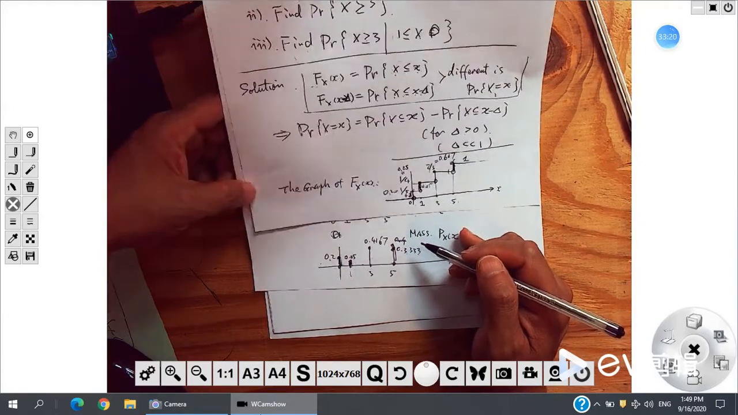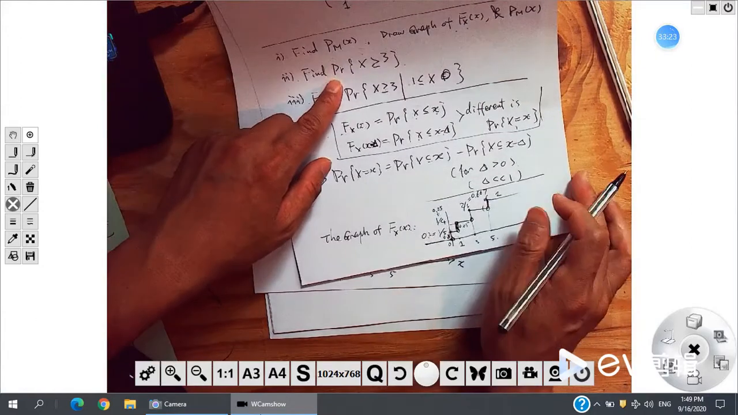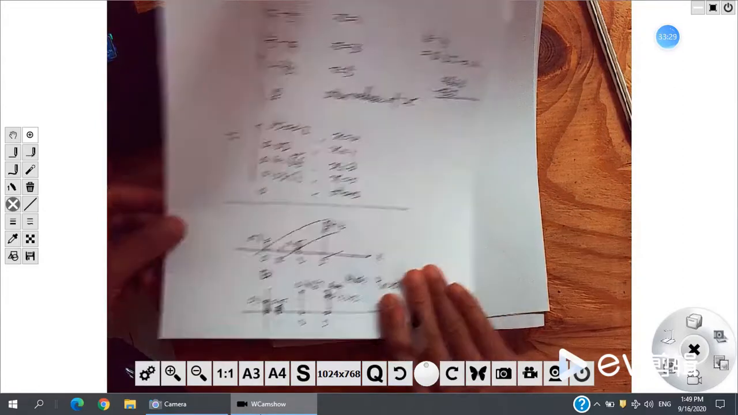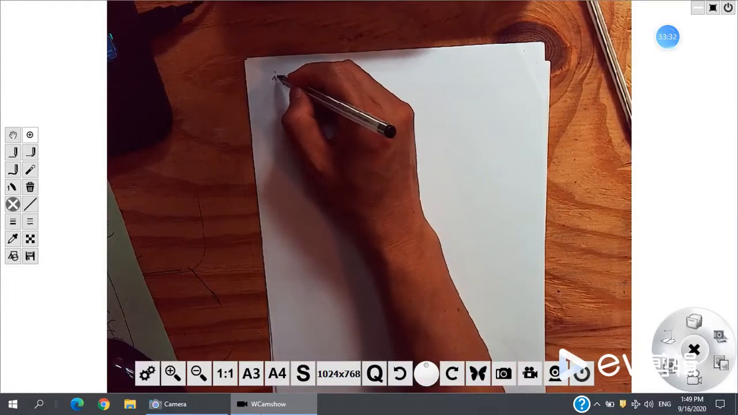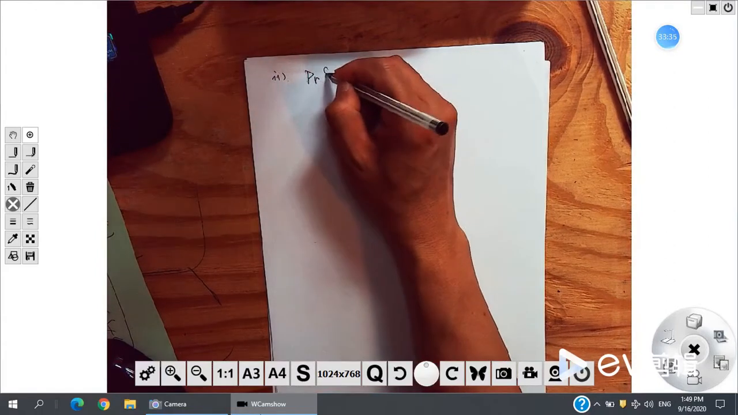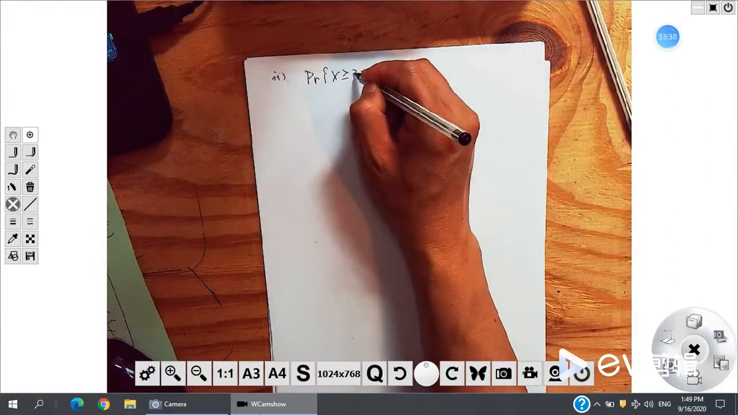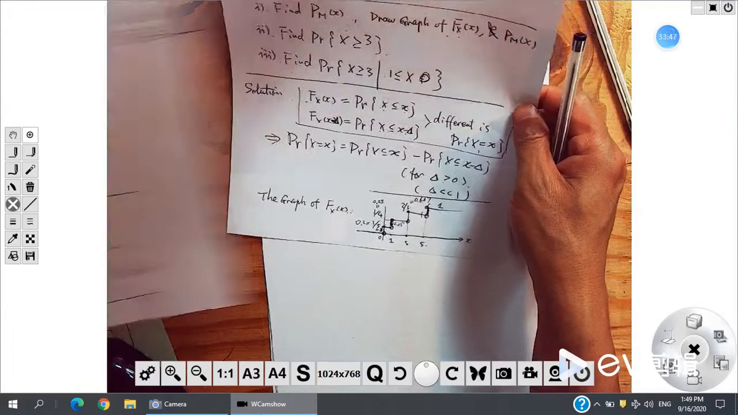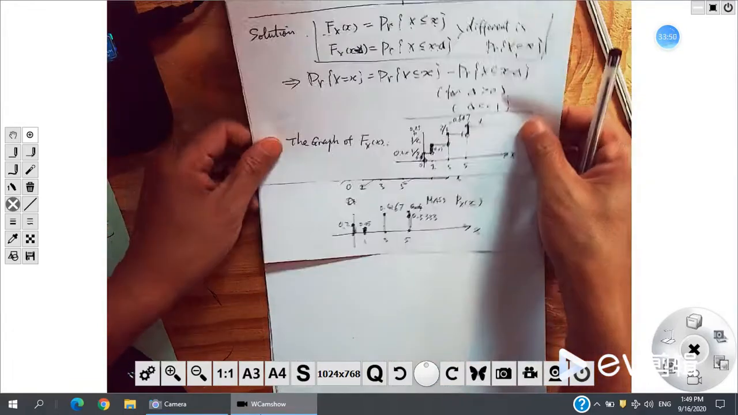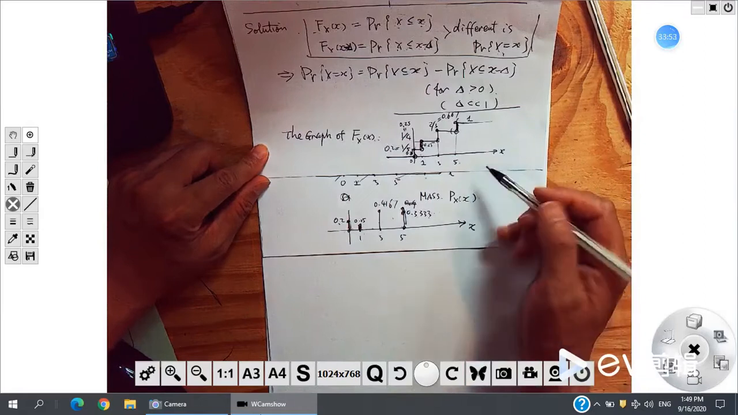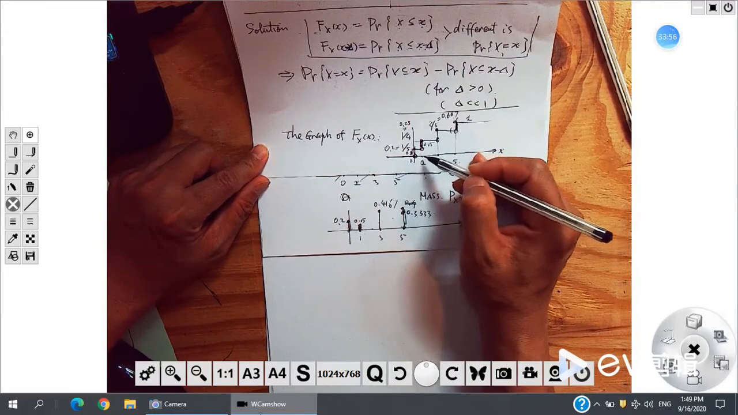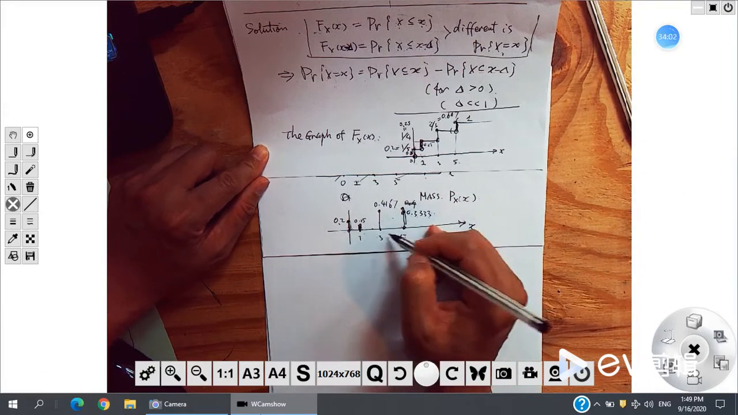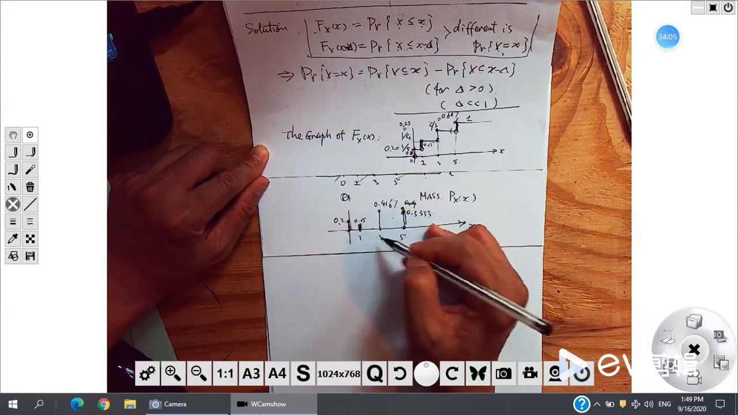And then the second problem. We want to find the probability of x larger than or equal to 3. For this one, we have both graphs, the CDF and the PMF. In both cases, we know the probability occurs at 0, 1, 3, 5, so you can think the sample space is 0, 1, 3, 5.